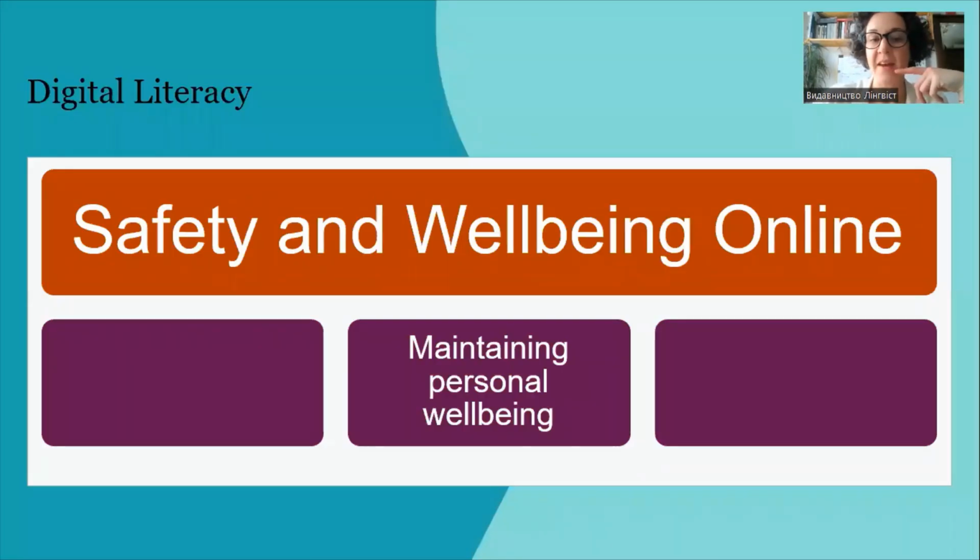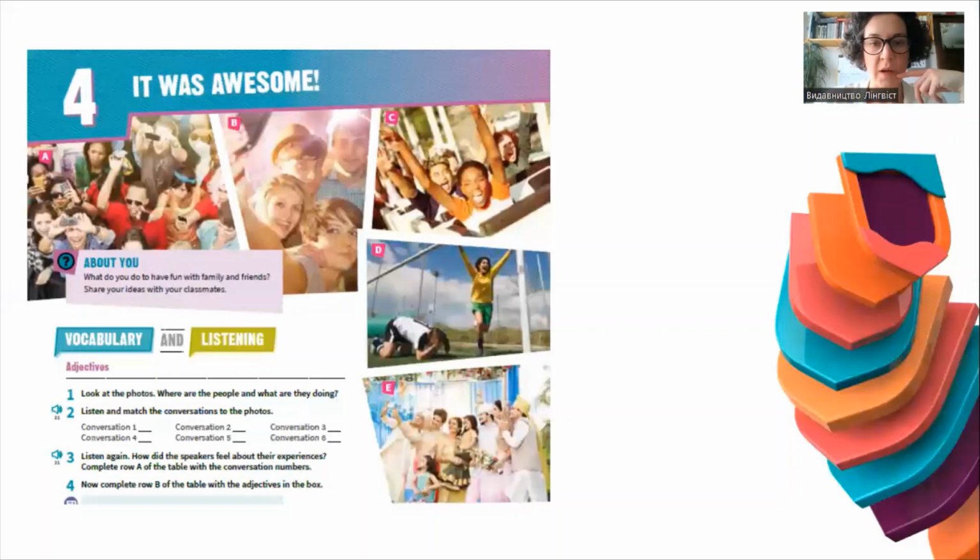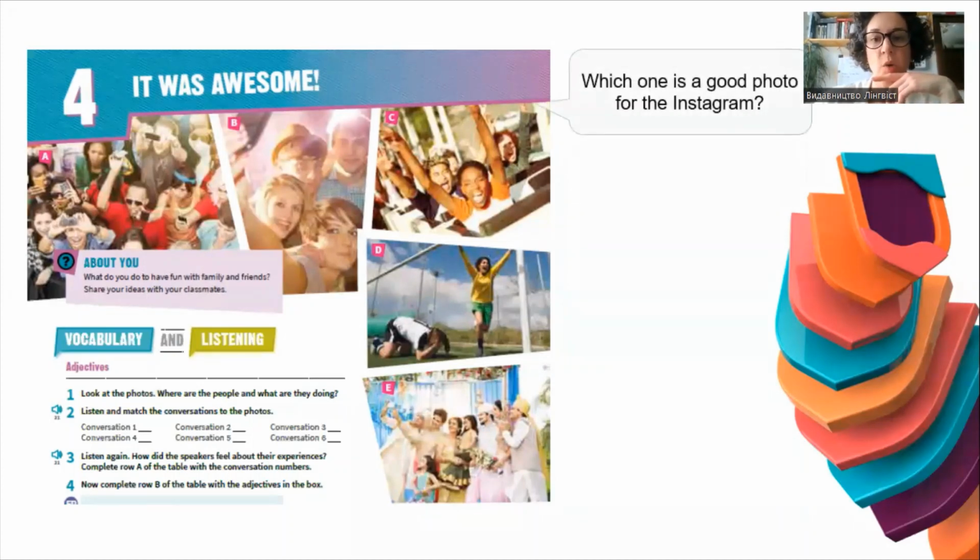Okay. Another one, the safety and well-being online component, is maintaining personal well-being. We will have a look at this one. So when you go to some of the new material or just come across pictures in the course book, you can ask a question, which one is a good photo for Instagram here? And this is a question to you. Which one is a good photo for Instagram?